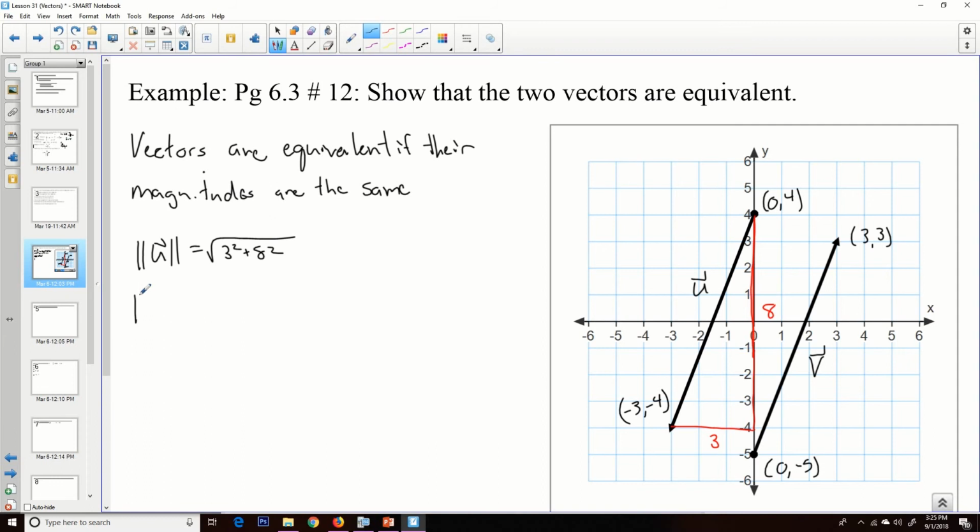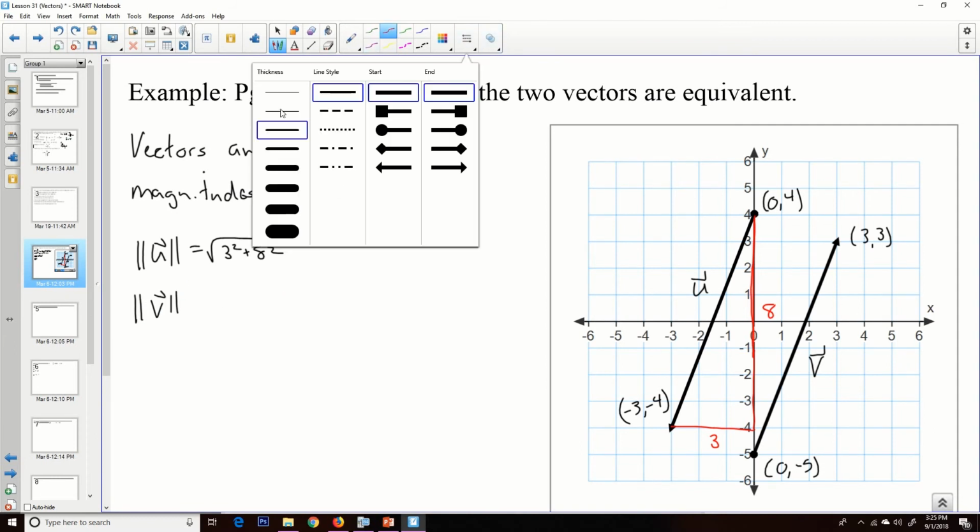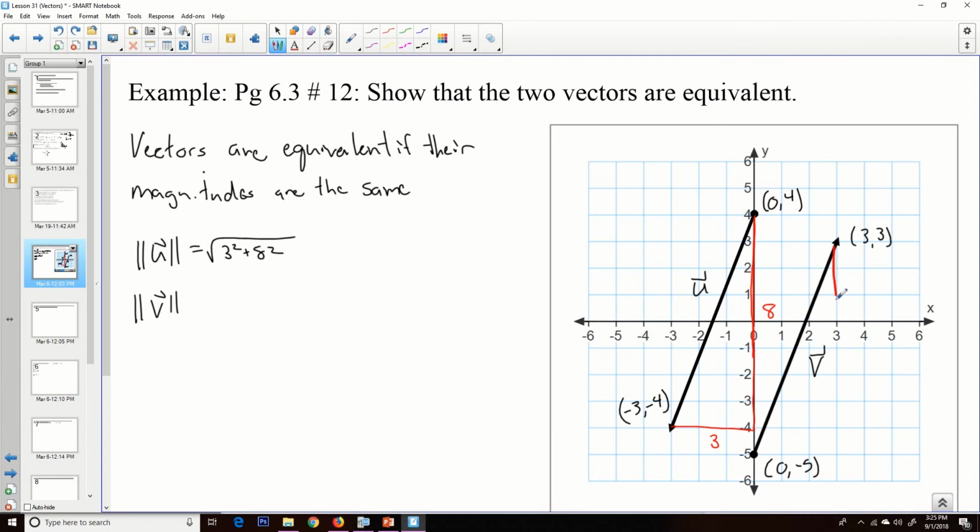And then the magnitude of vector v, well, let's do that again, and let's get the same. So 1, 2, 3, 4, 5, 6, 7, 8, and an 8 there. 1, 2, 3, and a 3 there. So the magnitude of vector v is also the square root of 3 squared plus 8 squared. We could calculate that if we wanted to, but you put it in your calculator to simplify a radical. We've done that before. But we can say thus vector u and vector v are equivalent.